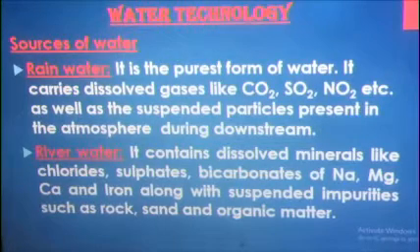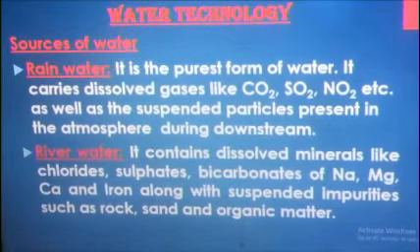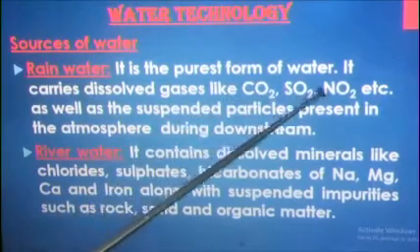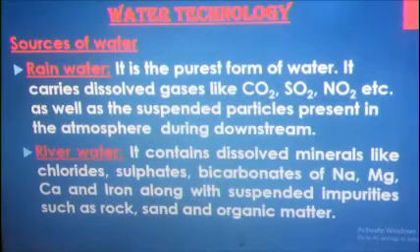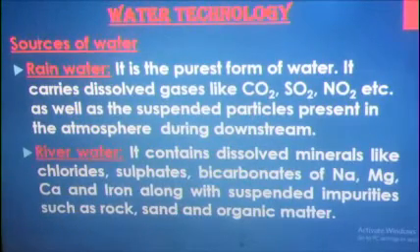That means during the downward journey, rainwater will carry with it the gases which are present in the atmosphere, that is carbon dioxide, sulfur dioxide, nitrogen dioxide, along with suspended particles. Suspended particles means the particulates, that is smoke, fly ash, then dust particles, etc. They form the suspended particles or the particulates. So rainwater, along with gases, will also carry the suspended particles to the earth's surface.